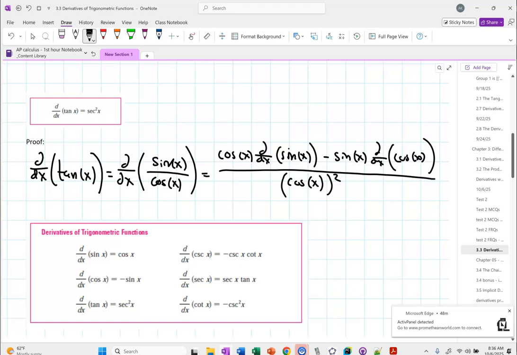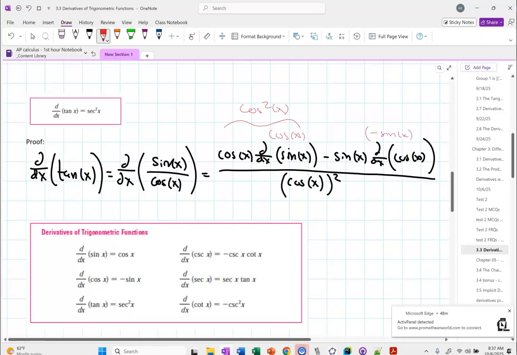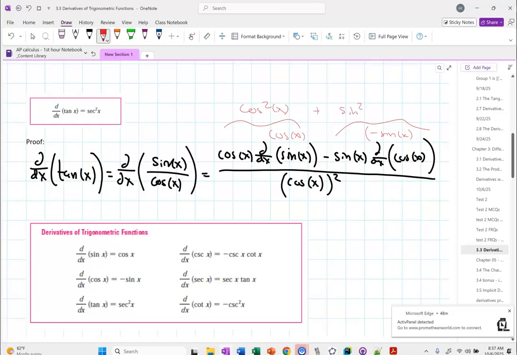Very happy? What's the derivative of sine? Cosine. And then cosine times cosine is? Okay. The derivative of cosine is? Negative sine. And then negative sine times negative sine is? Positive sine squared. And cosine squared plus sine squared is? 1.